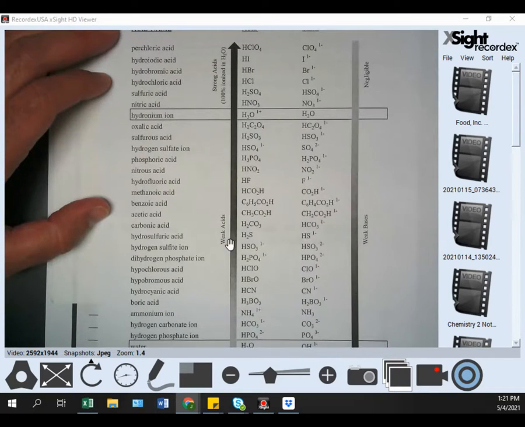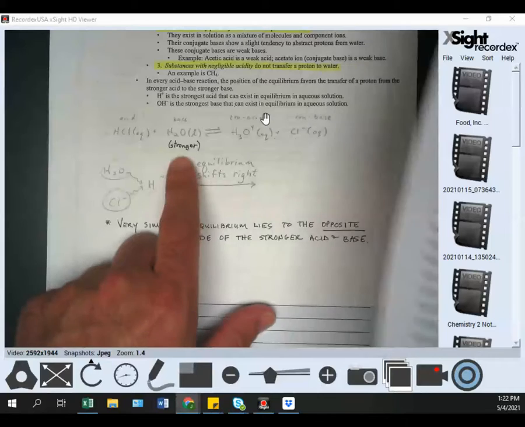The more this goes up this way, the stronger the acids are. So the higher on the acid list you are, the stronger it is as an acid. So HCl is stronger than hydronium. Everybody follow that?